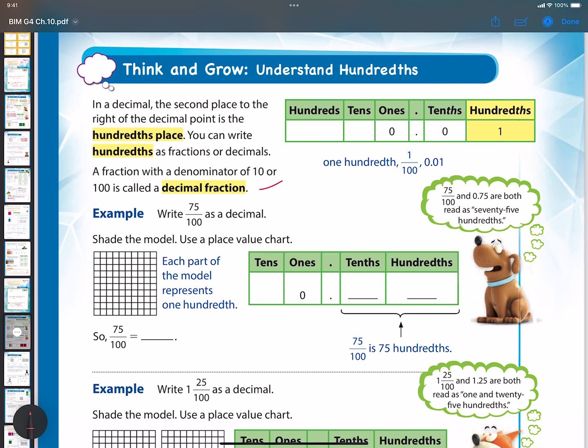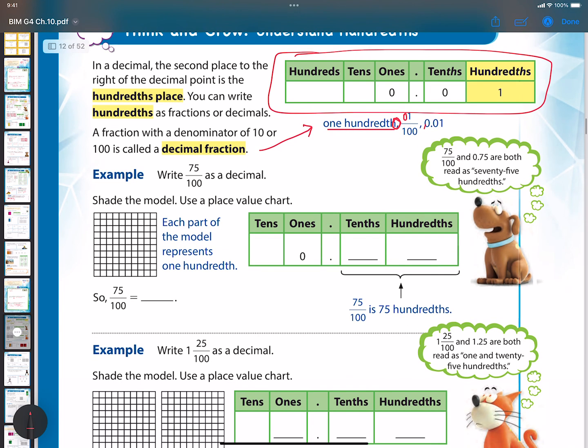Before we move on, let's take a look at this. 1/100 is 0.01. Okay? Because there is nothing in the tenths place, right? And there is nothing in the ones place. All right? So that's how you write it in the place value chart. Okay? All right, now let's move on to the example.